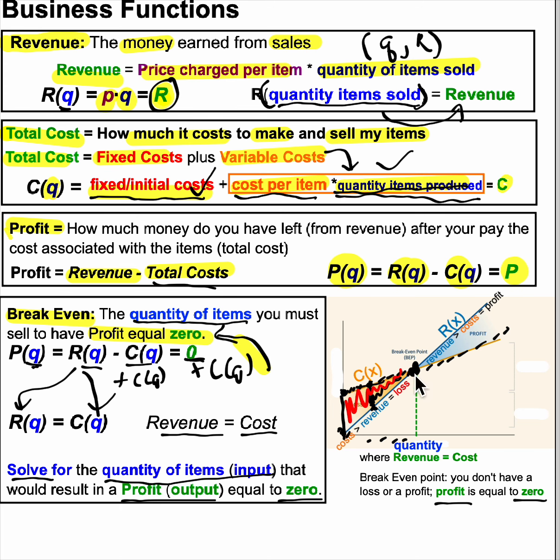Once I get past the break-even point, now revenue becomes bigger than cost. And in this area, I'm operating in the black. I have a profit when I sell more than at the break-even point, and I have a loss when I'm selling less than the break-even point. At the break-even point, profit is 0. That's the break-even point.